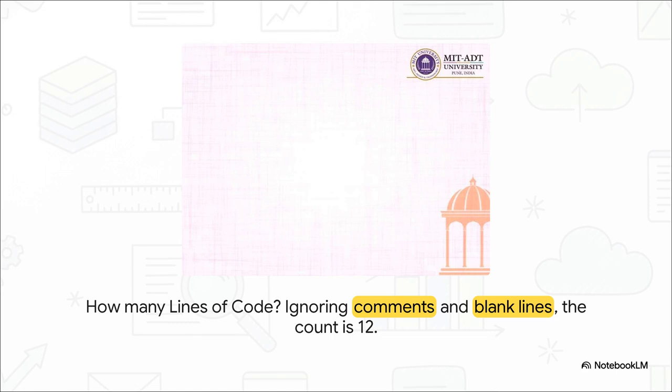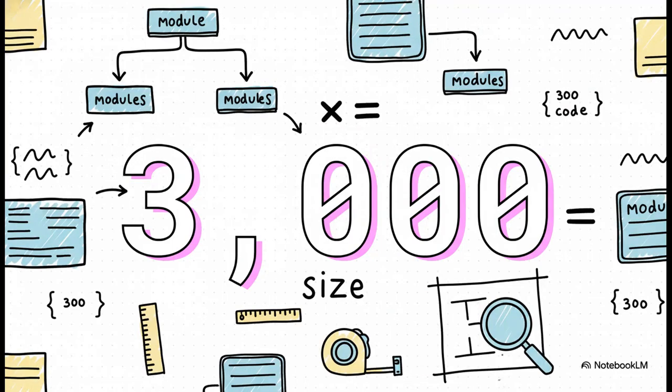Let's look at a quick example. Take this little piece of code. If you were to count every single line, including that comment up top and the blank space, you'd get 13 lines. But if we use our rule, we throw out that comment line. So the official lines of code, or LOC, count here is 12. See? Super simple.